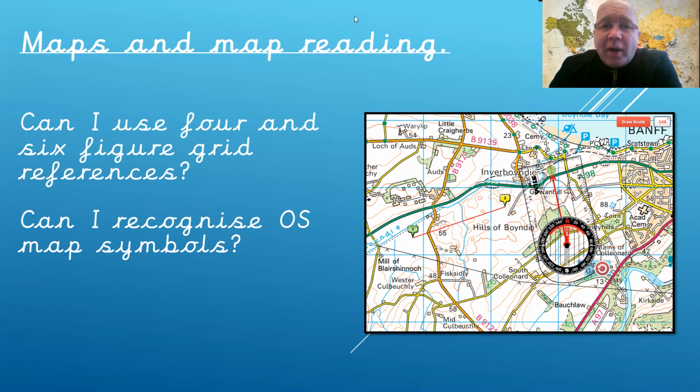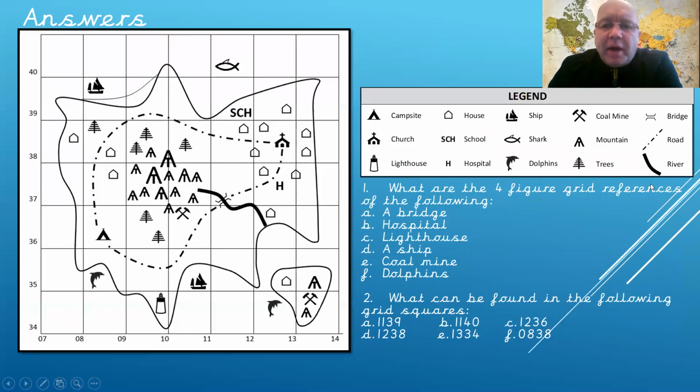Now, can we remember what OS stood for? Yeah, it's Ordnance Survey, and that's the mapping company that creates a lot of the maps we use here in the UK. So there are 2 LOs for today. First of all, let's remind ourselves of last time and refresh our memories as regards 4-figure grid references. These were your questions. So we're looking for the 4-figure grid reference of each of these 6 locations on the map. So here are our answers.